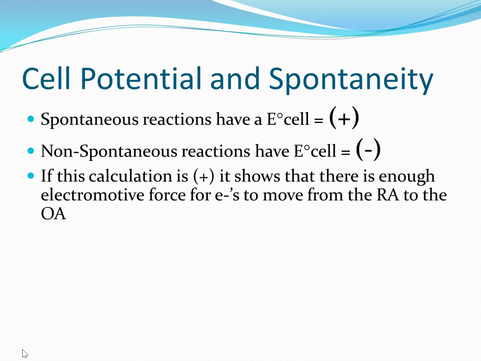When the calculation for the cell potential is completed, if a positive value results, then the reaction is spontaneous. If the result is negative, then the reaction would be non-spontaneous. This observation agrees with the previous rule that you have learned about spontaneity, which states that the strongest oxidizing agent must be above the strongest reducing agent on the reduction half reaction table.